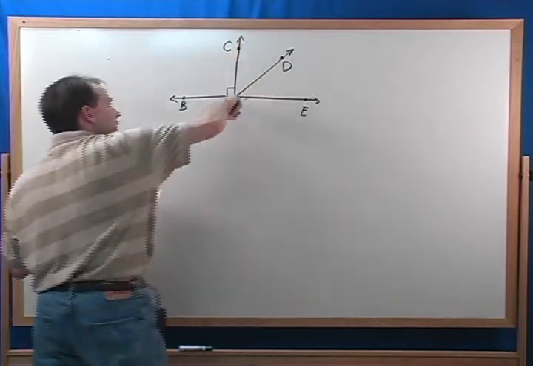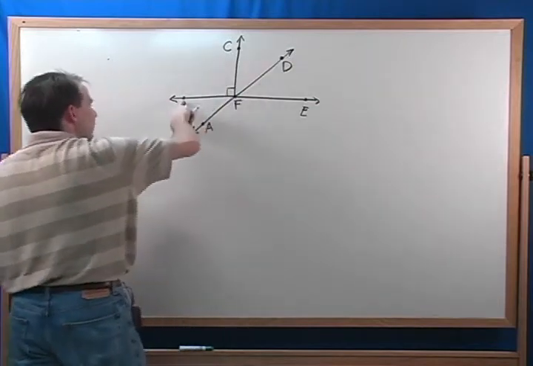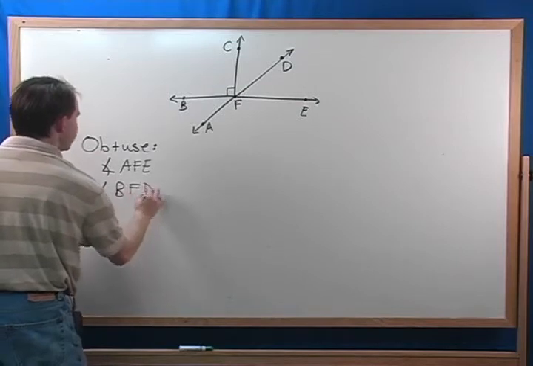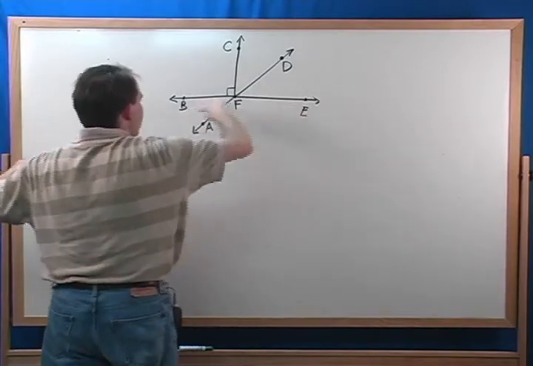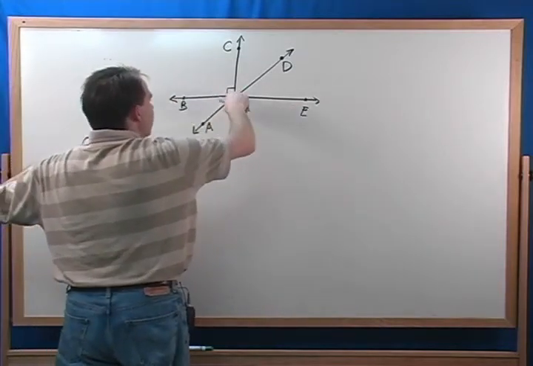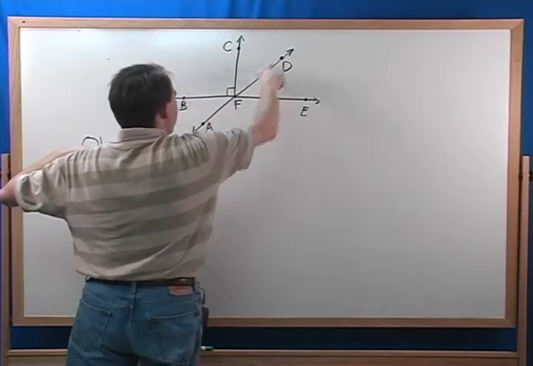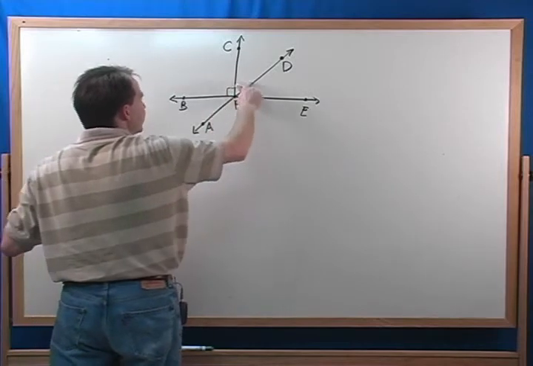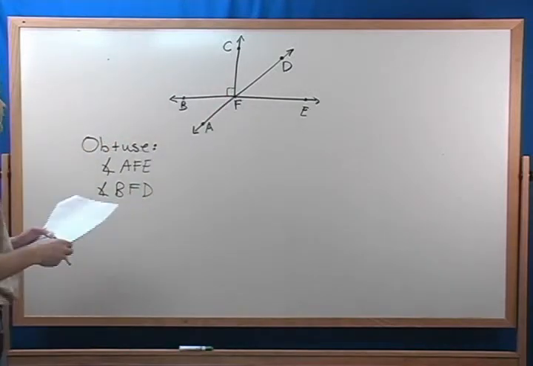Now notice there's an extra line in here. Just ignore it for right now. When I say angle BFD, it doesn't matter whatever else is on the drawing. I'm only looking at B, F, and D as the vertex. I'm looking at this angle between these rays right here. And I can tell you right now, since this is 90, this is definitely greater than 90. So that's an obtuse angle.